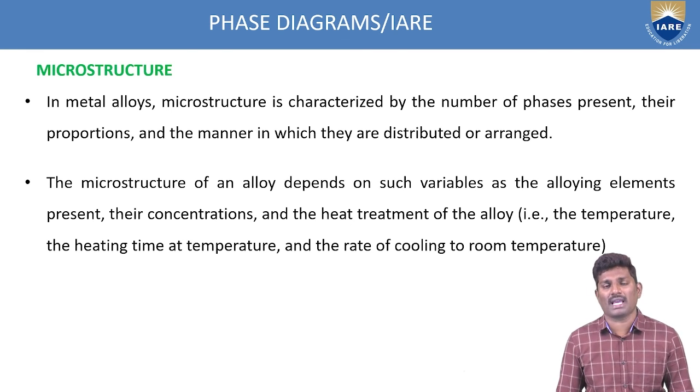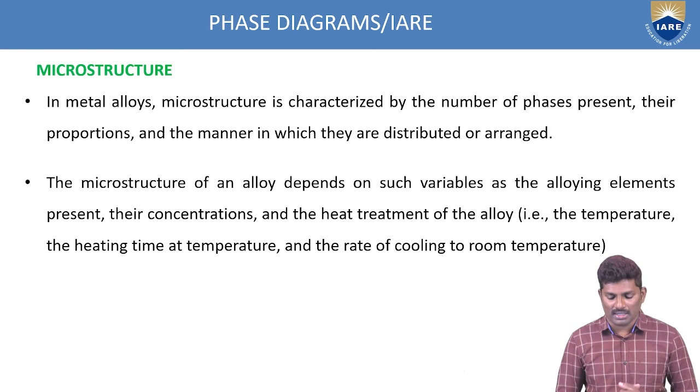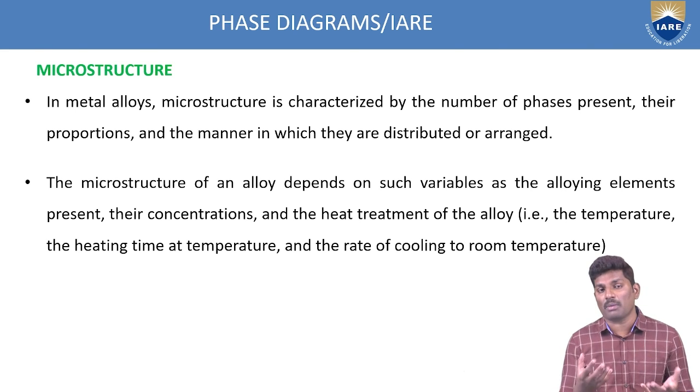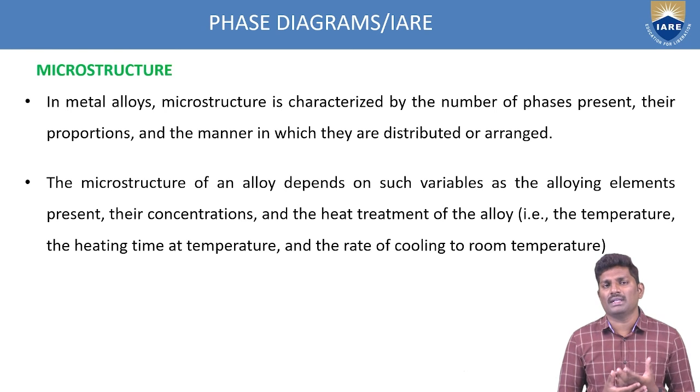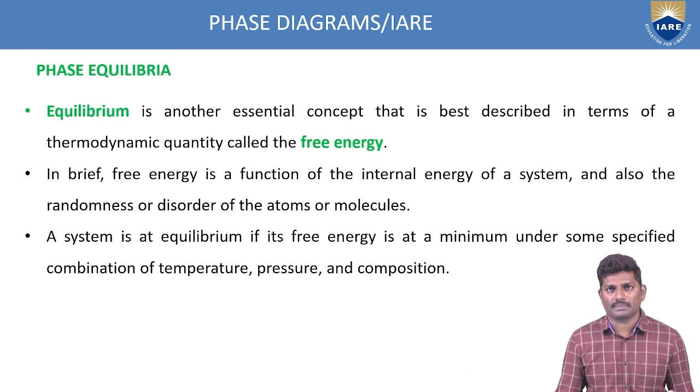The proportions can be arranged or distributed with the help of the heat treatment process. How much heat has to be given to the metal in order to get uniformity or to improve the properties can be determined by the heat treatment process. And also when you do the cooling process, again the microstructure varies, again the properties vary. So all these things depend upon the phase diagrams.